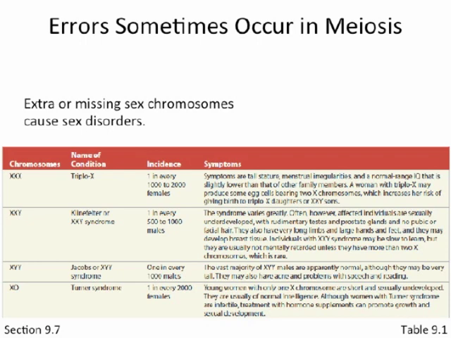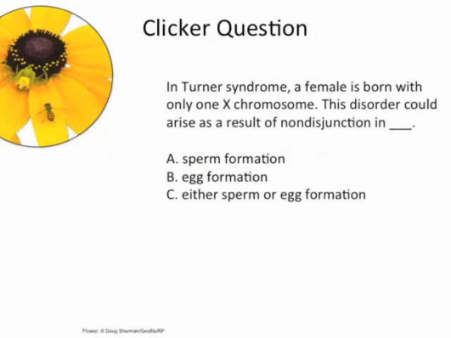All right, okay, here's a question based on this. Turner syndrome is a female. It's that last one, the XO. It's a female that's born with only one X chromosome, so no second X chromosome. Where did the non-disjunction occur? Does it occur in sperm formation or egg formation, or could it occur in either?